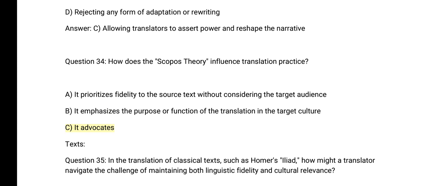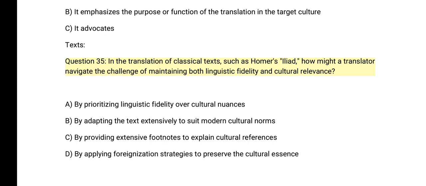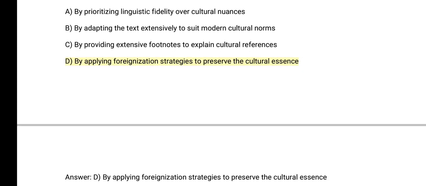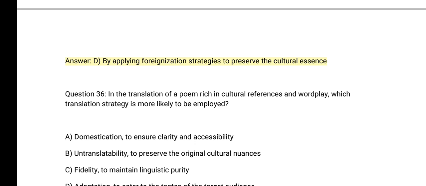Question 35. In the translation of classical texts, such as Homer's Iliad, how might a translator navigate the challenge of maintaining both linguistic fidelity and cultural relevance? A. By prioritizing linguistic fidelity over cultural nuances. B. By adapting the text extensively to suit modern cultural norms. C. By providing extensive footnotes to explain cultural references. D. By applying foreignization strategies to preserve the cultural essence. Answer. D. By applying foreignization strategies to preserve the cultural essence.